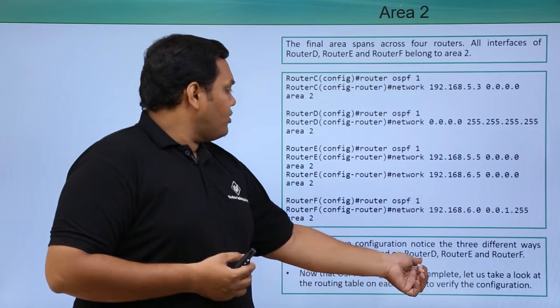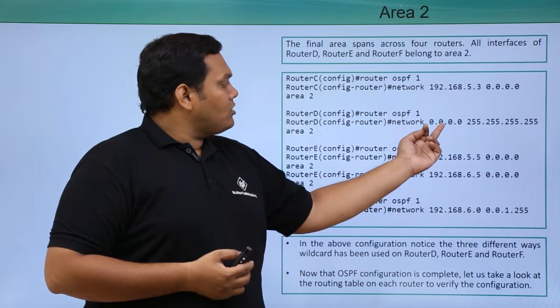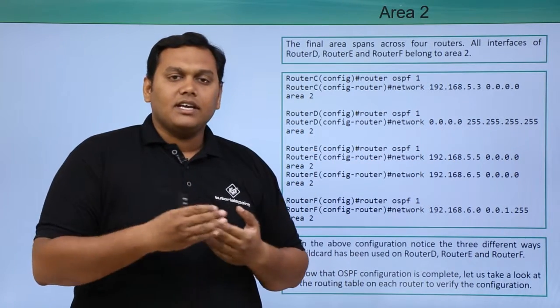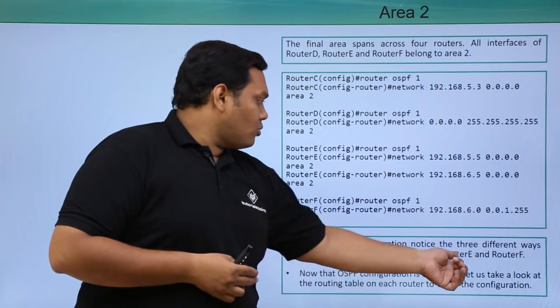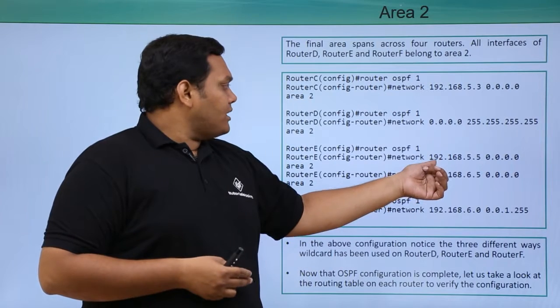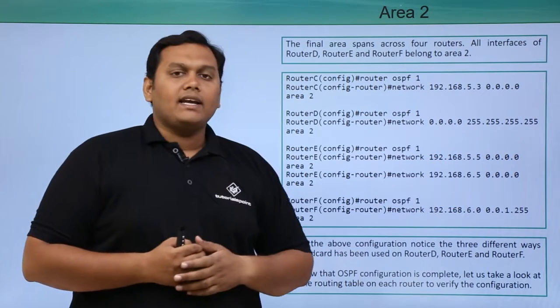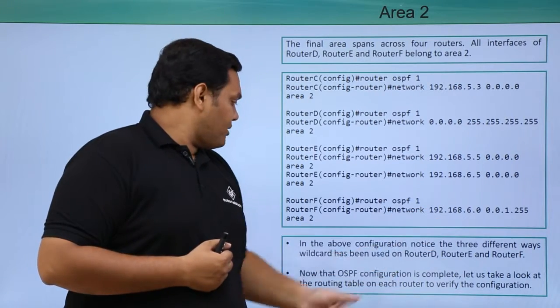When you come to router D here, you see the network number is given with wildcard mask 0.0.0.0 and the area number, because, as we discussed, the two interfaces come on the same serial interface here. Coming to router E, if you enter the 5.5 network number, we use the wildcard mask 0.0.0.0. The same way with router F here.